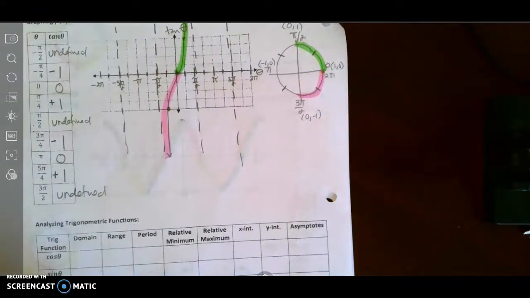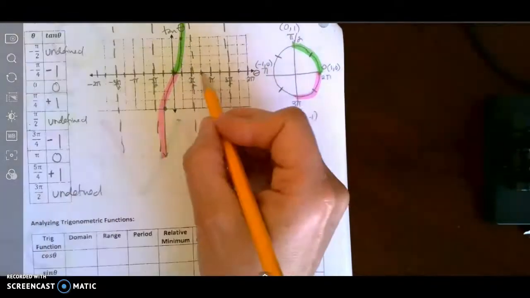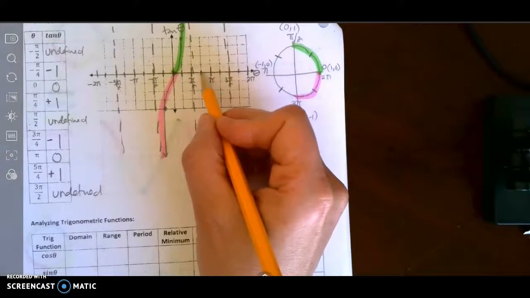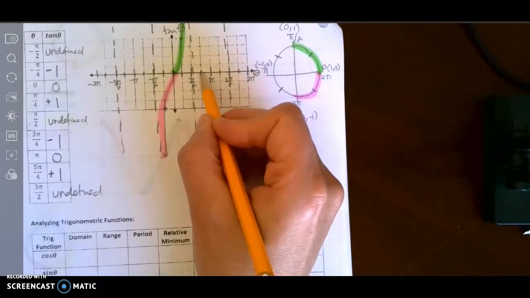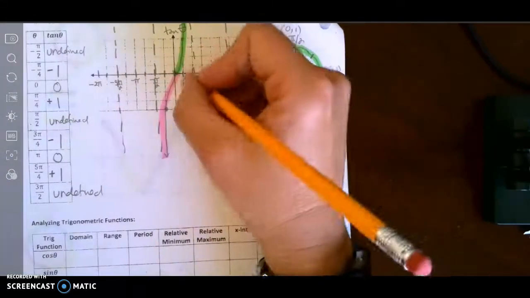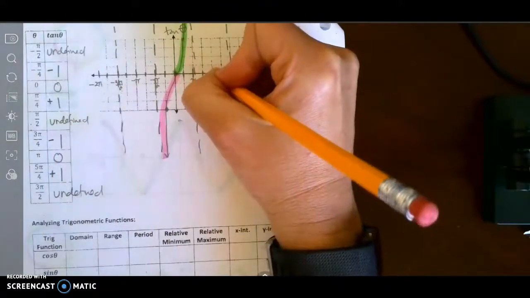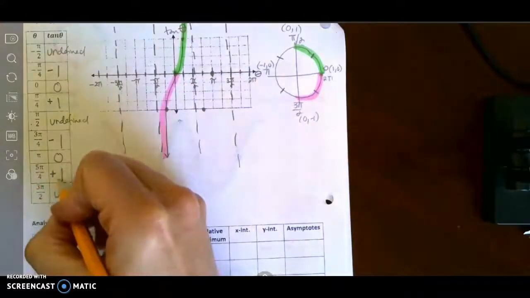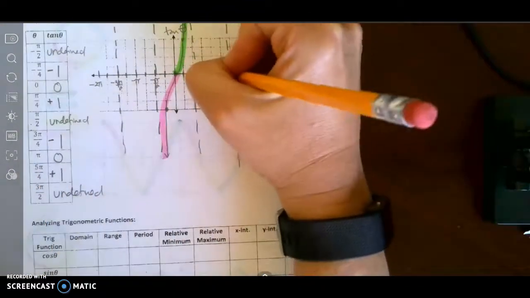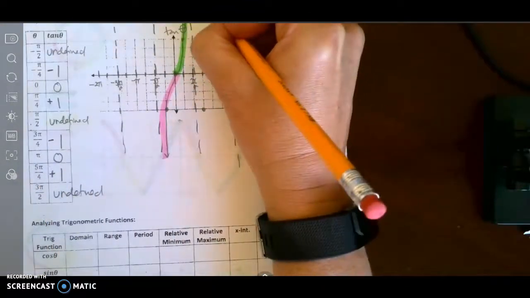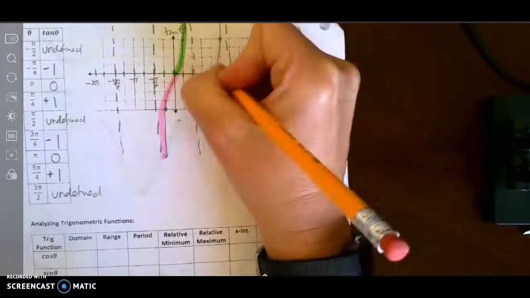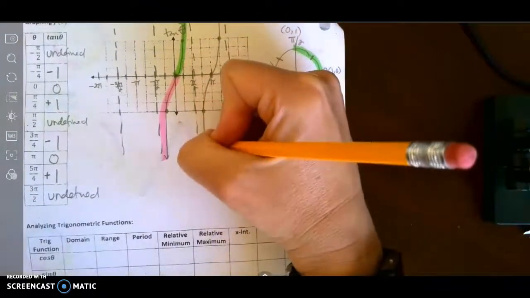All right, now let's go on to 3 pi over 4, which is at that halfway point. I'm at negative 1. At pi, I'm at 0. And at 5 pi over 4, I'm at positive 1. So once again, I have that same curve.